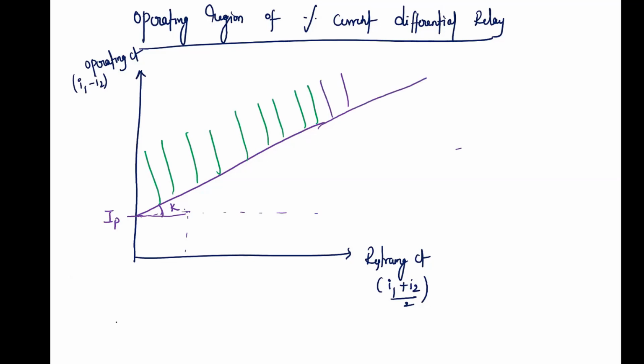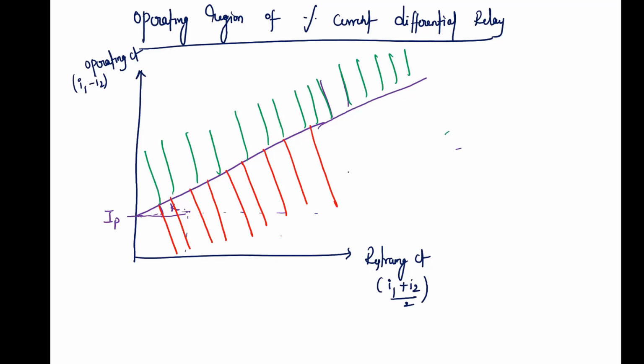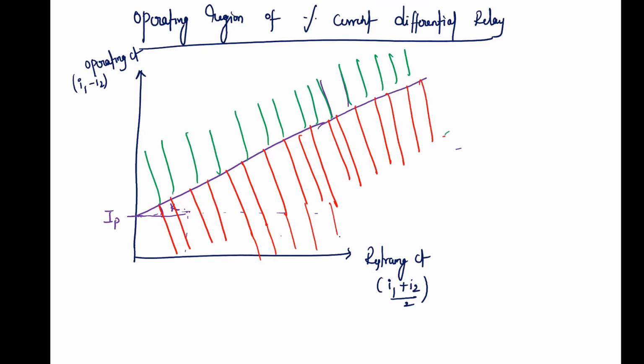Operating region is this one. And on or below the line, it will not operate. This is the non-operating region. The green is the operating region. The red one is touching the line. You can see it is the non-operating region of the differential relay, where the slope is given by K. So this is about the percentage differential relay. Understand?